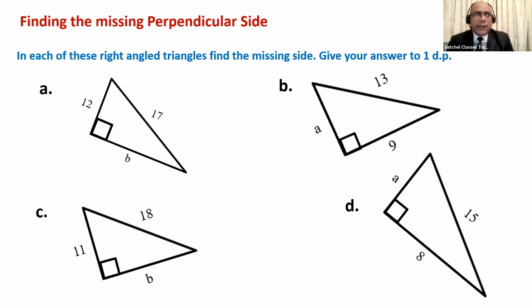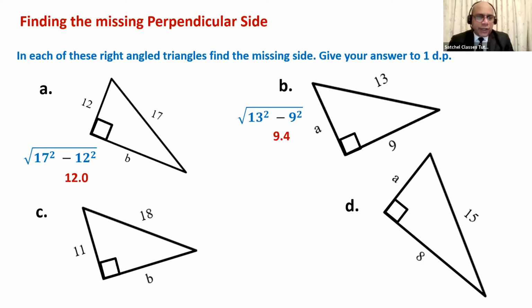Because one of the perpendicular sides is missing, we'll use the formula with the subtraction. So the first one would be the square root of 17 squared, which is the hypotenuse squared, minus 12 squared. And hence the answer is 12.0 rounded to one decimal place. In the second case, the hypotenuse is 13. And hence A will be equal to the square root of 13 squared minus 9 squared, which is 9.4 units.